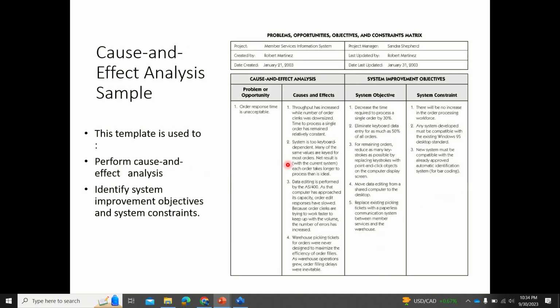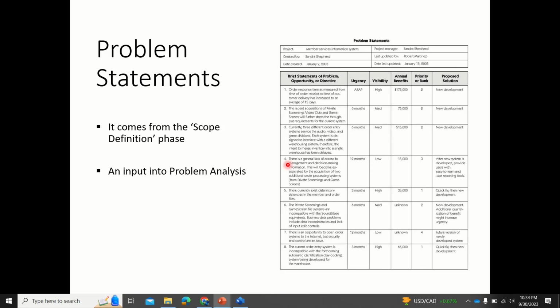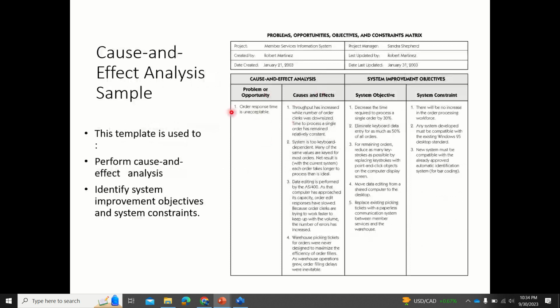As you all know, we have seen this problem statement already. Say we are taking this first problem statement, order response time, right? Order response time is unacceptable because it's taking like 15 days after the order, which is actually unacceptable, right? So what could be the causes and effects for that? Throughput has increased, and the system is too keyboard dependent. Data editing performed is very low, and warehouse picking tickets is something where the order is actually given, but it's not properly identified in the system. So there could be various causes and their corresponding effects, right?